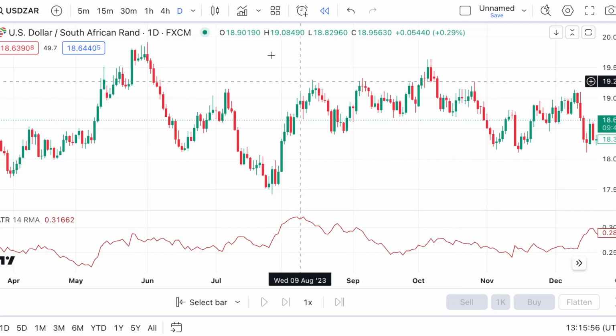I want to quickly dive into a demonstration of how to place your ATR on your trading platform, how to set it up, and then how you can interpret the data. So you'll open your trading platform.